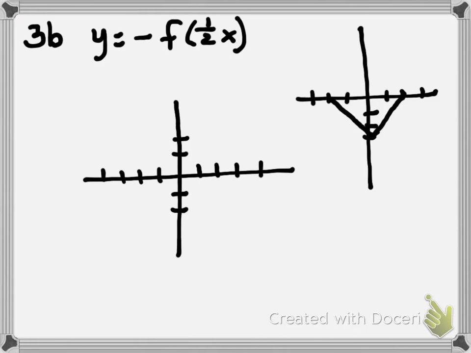Now we're going to take the same graph from the beginning of number 3 and graph y equals -f of 1/2 x. So what this does is stretches the graph out. So instead of the graph going from -3 and over to 2, it's going to go over to 4. So it would come over this way. But the negative in front means that we're going to reflect it over the x-axis. So the graph is going to come this way.